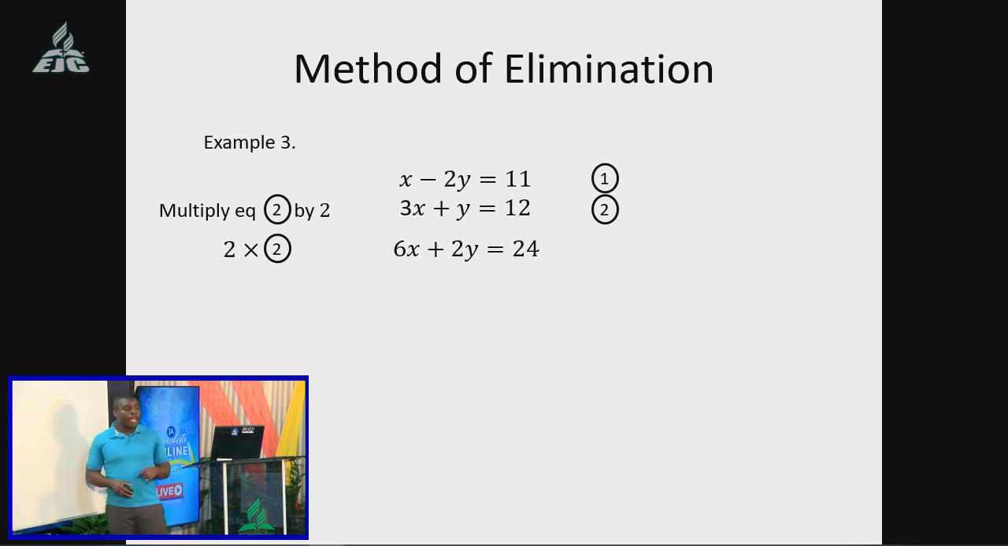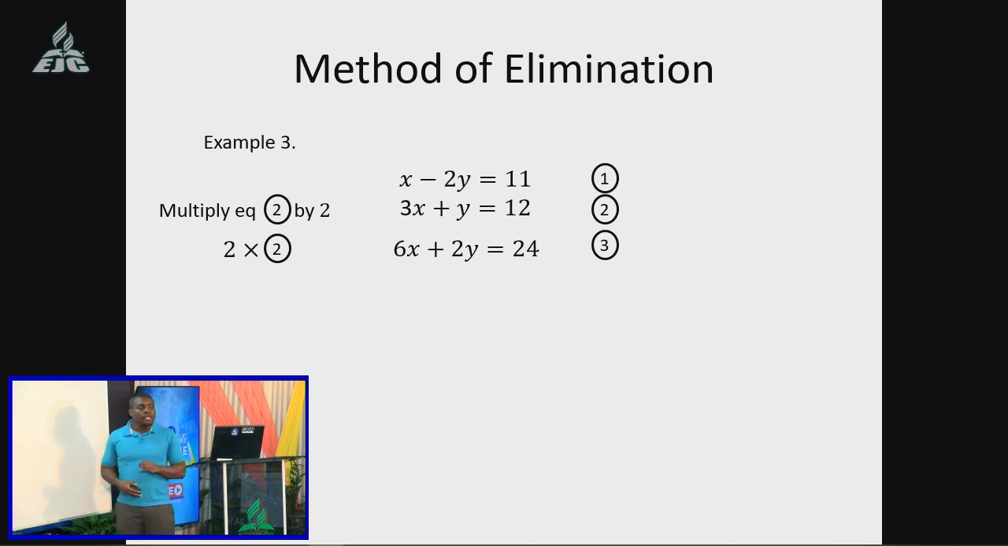Note how I wrote my subscript 2 times and then my circumscribed number 2. That would simply read 2 times equation 2, meaning I'm multiplying equation 2 by 2. Please note also that all the terms in equation 2 are multiplied by 2. Now, before we go, we have to be careful. Now we have another equation, so we have to label it, and I'm going to call it equation 3. There's already an equation 1 and an equation 2, so this one is going to be called equation 3.